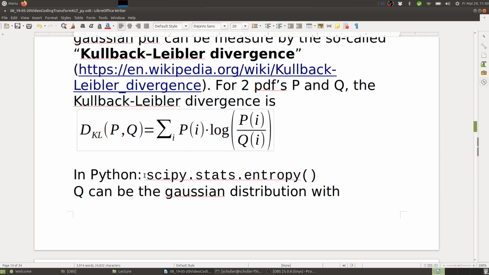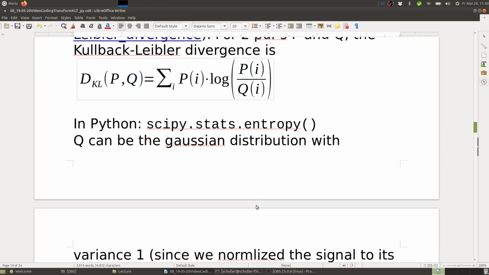Yeah, and in Python it's already implemented as part of the package scipy.stats.entropy. And for instance, we can assume Q as a Gaussian distribution with variance 1, and we want to measure how different our distribution P is from this Gaussian distribution Q.